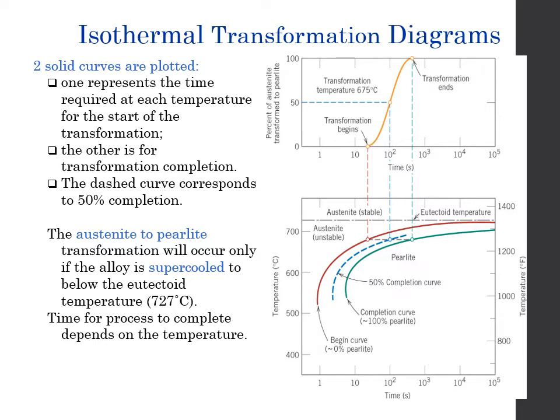Generally, the austenite to pearlite transformation will only occur, and this is very important, if the alloy is supercooled to below the eutectoid temperature. So the first process is to increase the temperature above 727, which is above the eutectoid temperature over here. After you increase the temperature above the eutectoid temperature, only then shall you cool your material below the eutectoid temperature, and then the austenite can transform into pearlite. I hope you understand the concept.